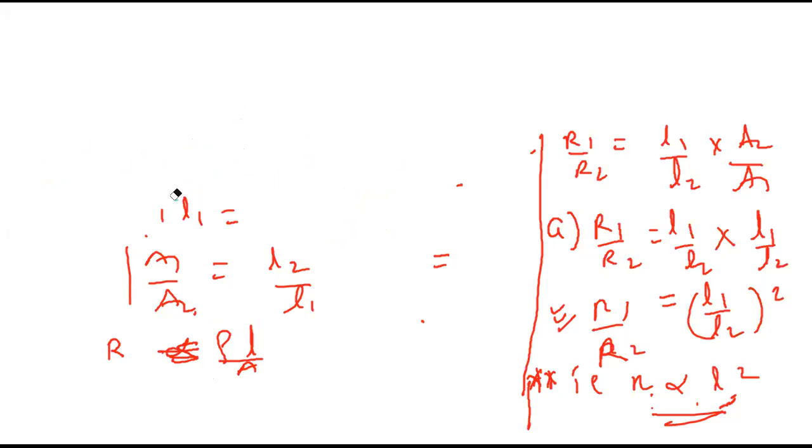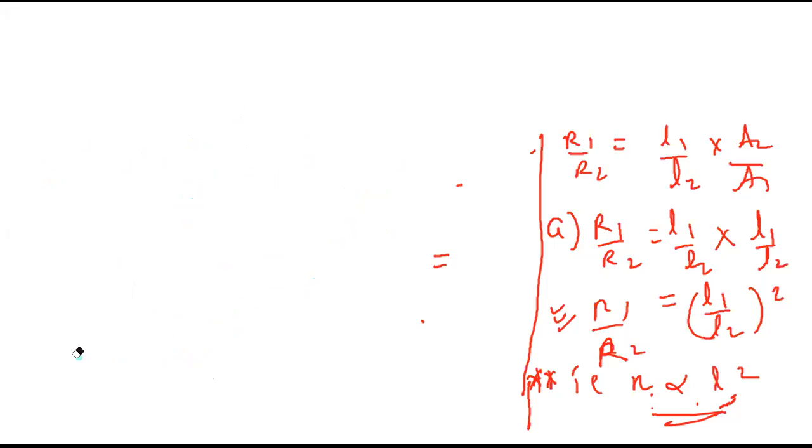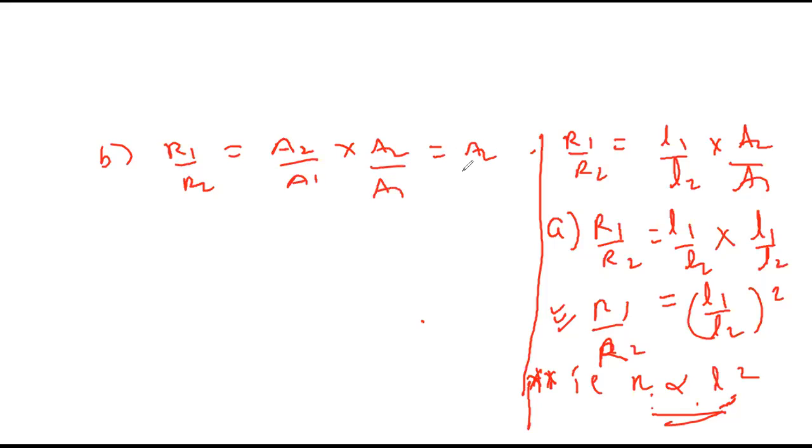Now, after getting the length relation, we'll find the area and then the radius. Mostly they ask one sum on resistance. If they don't ask this, they will ask about the color code; if not the color code, then they will ask about temperature. R1 upon R2: in place of L1 upon L2, I can write A2 by A1, or R is proportional to A raised to minus 2, because it is inverse.